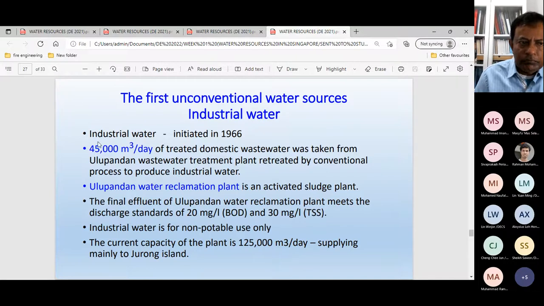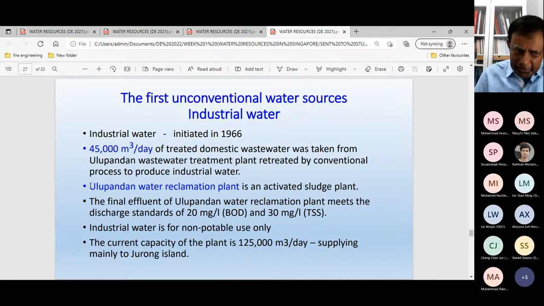Okay, how did that start? They constructed a conventional treatment plant, and they took the wastewater from Ulu Pandan treatment plant. After treatment, the water would be discharged right into the sea. In this case, what they took was the water treated by Ulu Pandan treatment plant, and they pumped it to another treatment plant, known as Industrial Waterworks. The amount of water treated was 45,000 cubic meters per day.